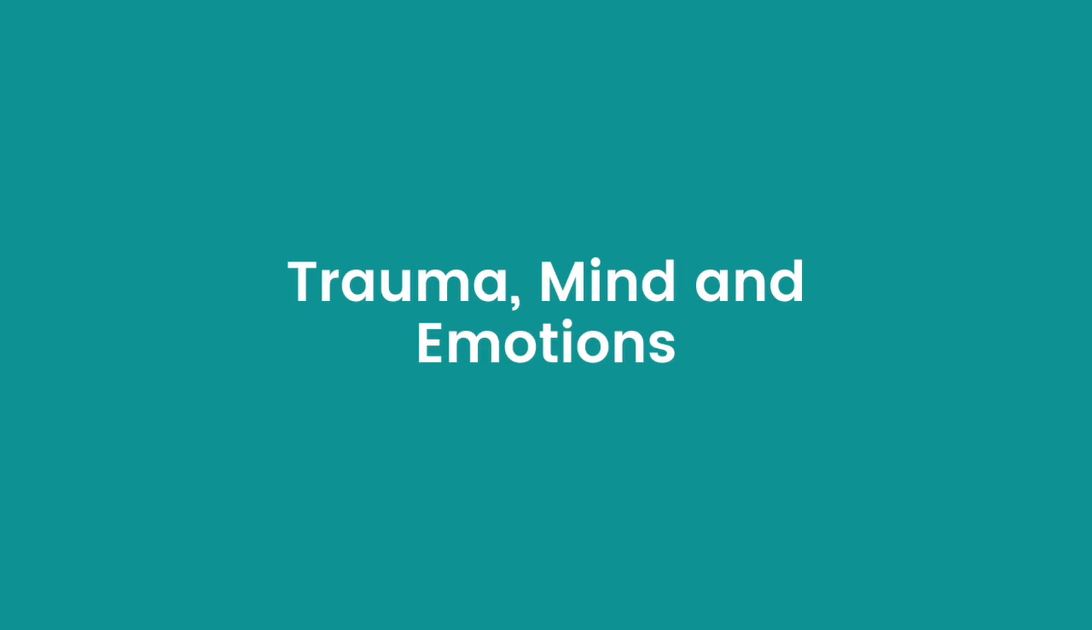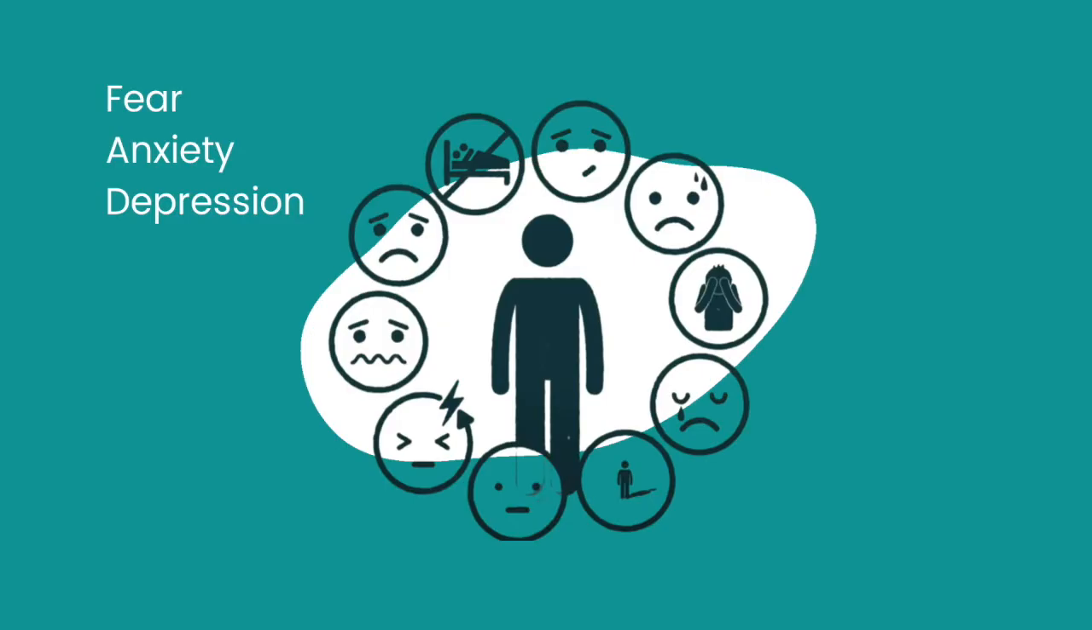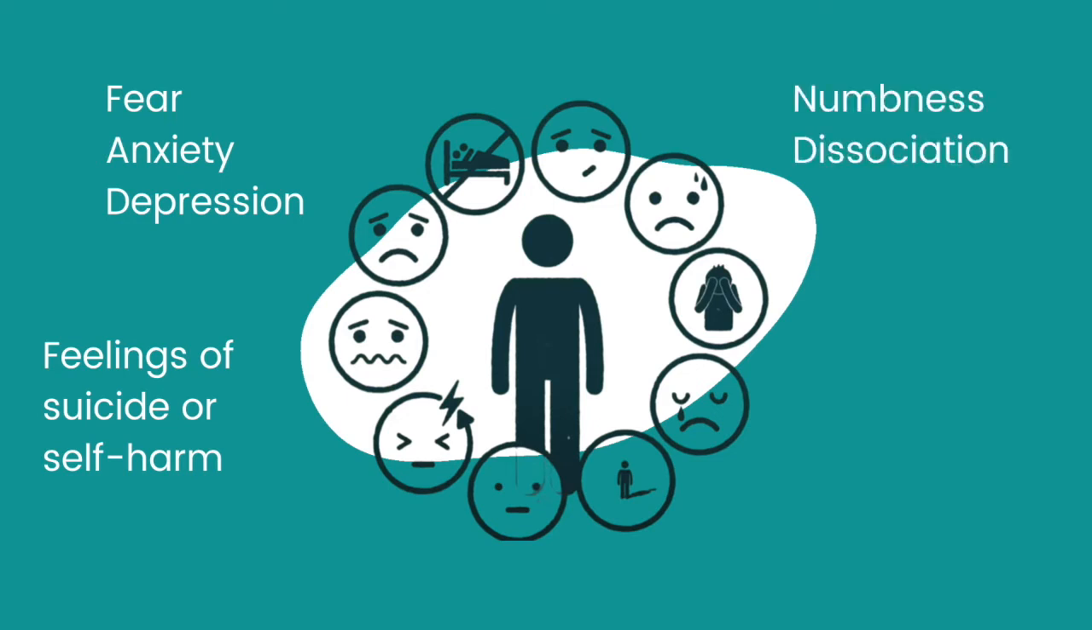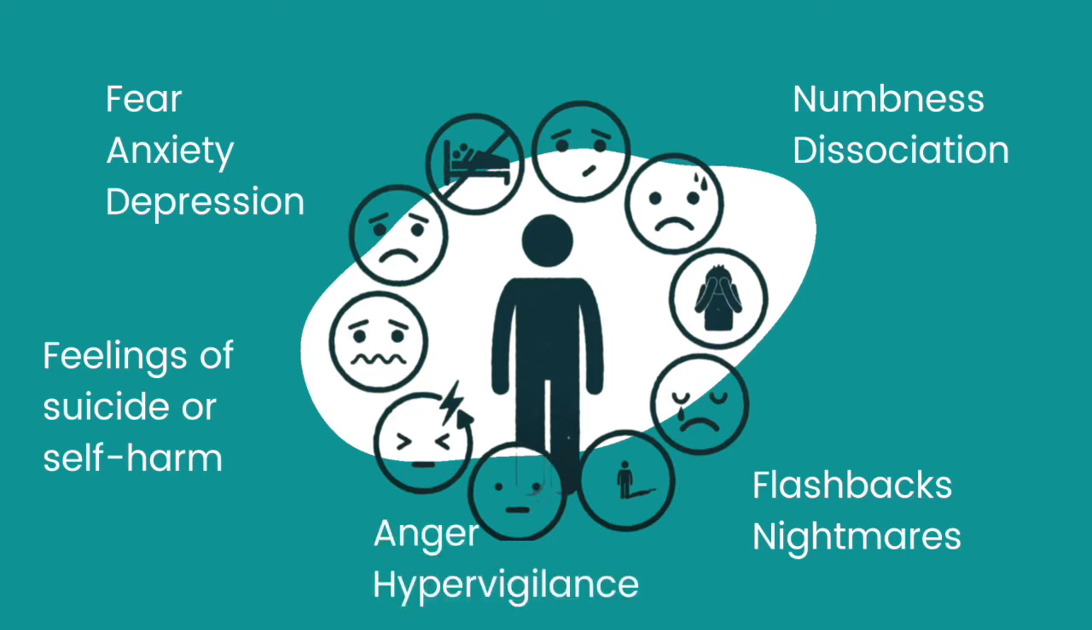Trauma, mind, and emotions. It's important that we don't think of the impact of trauma purely in terms of a brain process. This can be helpful for understanding how trauma affects us, but is only part of the picture. Trauma can often result in people experiencing a whole range of debilitating feelings and mental health issues, including fear, anxiety, depression, feelings of self-harm and suicide, numbness and dissociation. People can have nightmares and flashbacks and feel as though they are right back at the traumatic event long after it's passed. Trauma can cause hypervigilance, that is being constantly alert to possible threats, and it can manifest as anger, sometimes explosive anger that seems to come out of nowhere. Lastly, trauma survivors may feel guilt and shame.